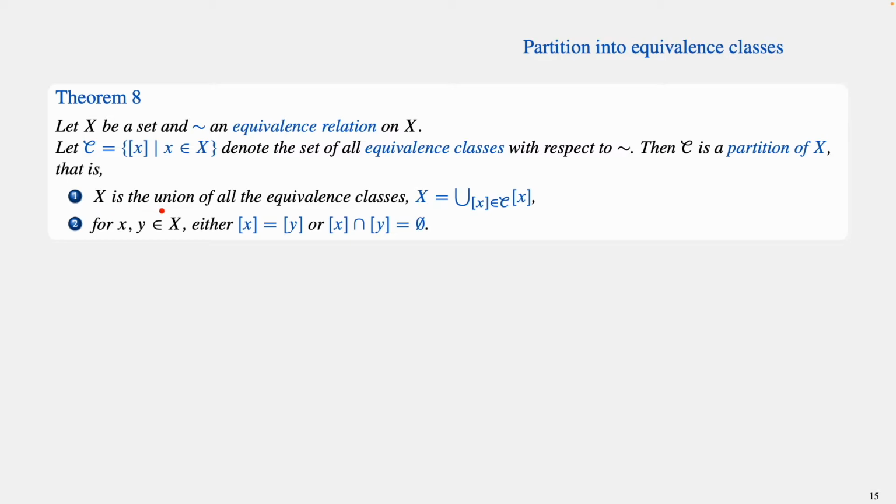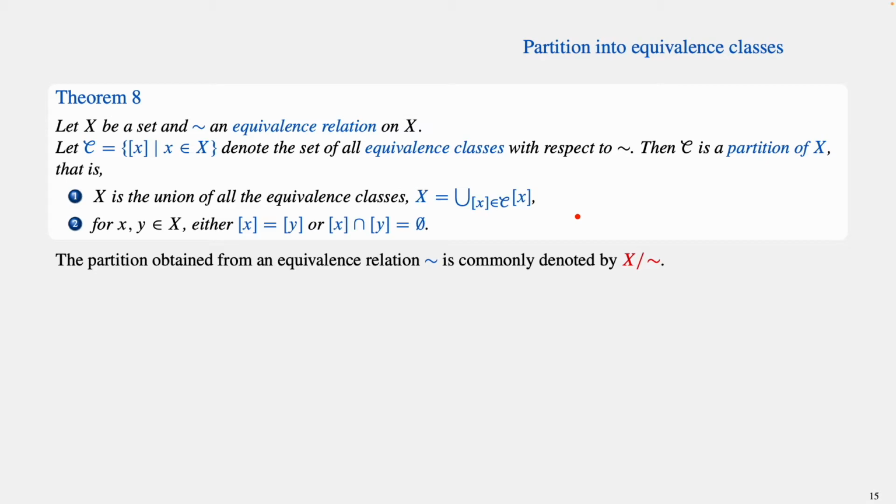It means that X is the union of all the equivalence classes. So if I take all the equivalence classes for the elements of x and take the union over them, then I get my full set big X back. And for x and y, two elements from our set big X, either we have that their equivalence classes are identical, or the intersection between the equivalence classes is empty. So this just means that the collection of equivalence classes is a partition.